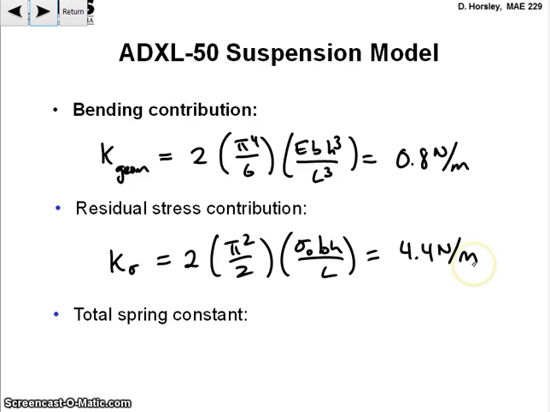So wow, the spring constant due to the residual stress is really the dominant thing. And so the total spring constant, K total, is the sum of those two. It ends up being 5.2 newtons per meter. And I'll comment that this factor of 2 here is because we're counting both springs. So this is due to the 2 springs.